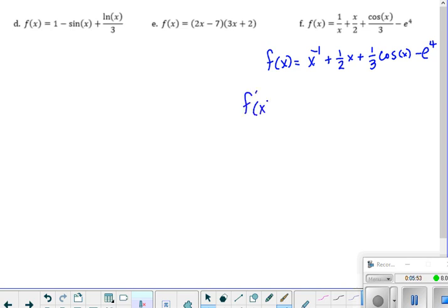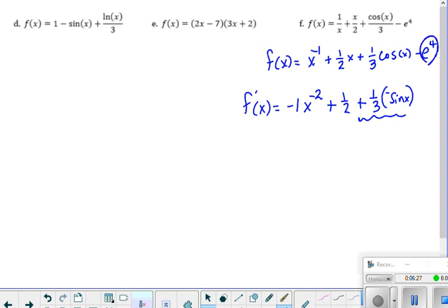F prime of x. The negative will come down, won't it? So I get negative 1. X to the, subtract a power, you get negative 2. X to the first, the 1 comes down, I get a 1/2, and x goes to a 0 power, so I don't need to write it down because that is 1. So I'd have 1/2 times 1, or 1/2. 1/3, the derivative of cosine is negative sine. Okay, I'm going to have to reorganize that baby, aren't I?